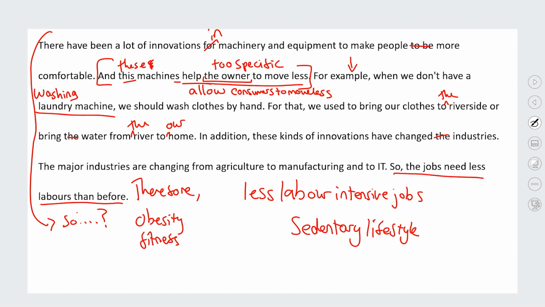When they say we should wash clothes by hand, you're talking about the past. When we don't have a laundry machine, we have to, you don't have a choice. It's not a recommendation. For that, we used to bring our clothes to the riverside. Everything in this paragraph just needs to be linked more strongly to weight gain and to fitness. They're almost there, and I think this candidate maybe thinks it's obvious that these things would make people become less fit, but they need to say it explicitly in their answer.